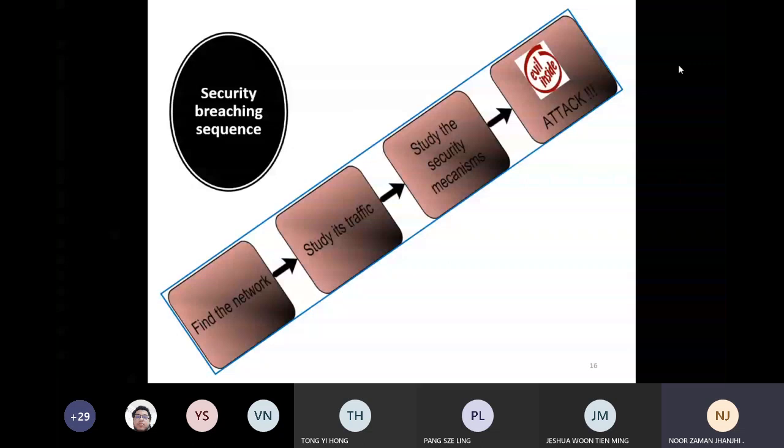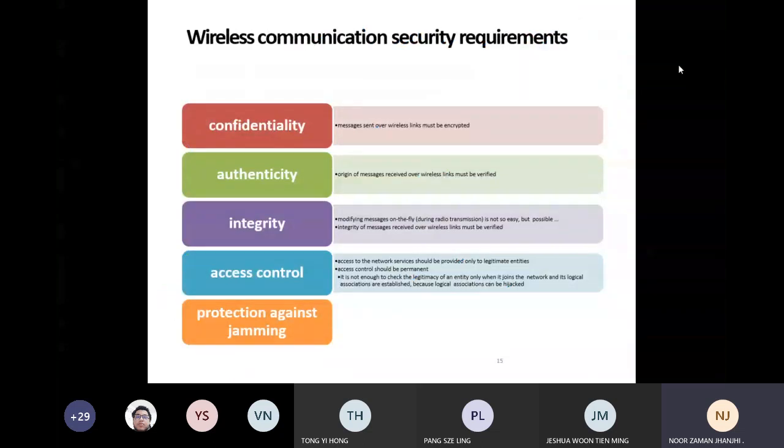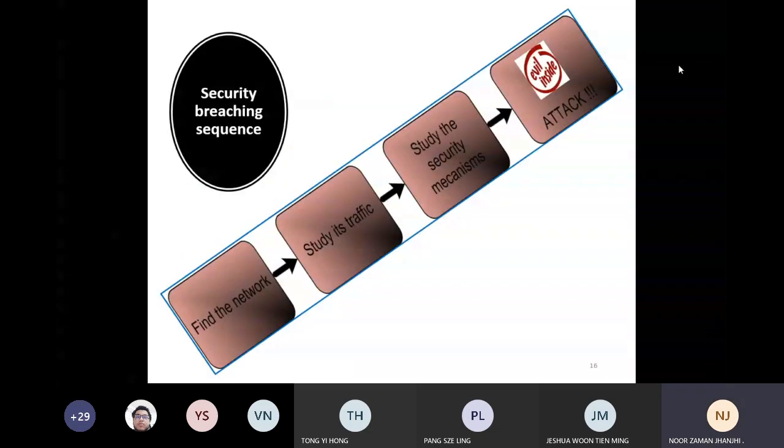Now we need to know how we can provide these things, which is CIAAP. For that, we need to know the ways security breaches occur in the wireless network. These are the 4 very common steps involved in a security breach in wireless mediums: finding the network, studying the traffic, studying the security mechanism, and then attack. This is the sequence for a security breach.